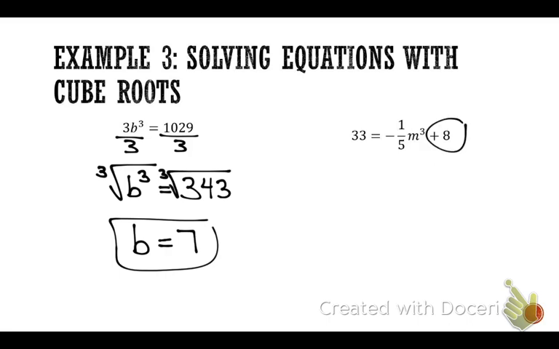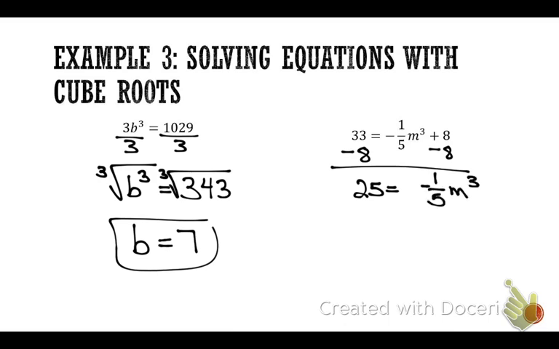You are correct. Remember guys, when it's a two-step like this, we need to move what's not connected to the variable first. How do I get rid of positive 8? I subtract it, just like he just said. Subtract 8 to the other side and rewrite your equation. Now you have 25 equals negative 1/5 m to the third power.